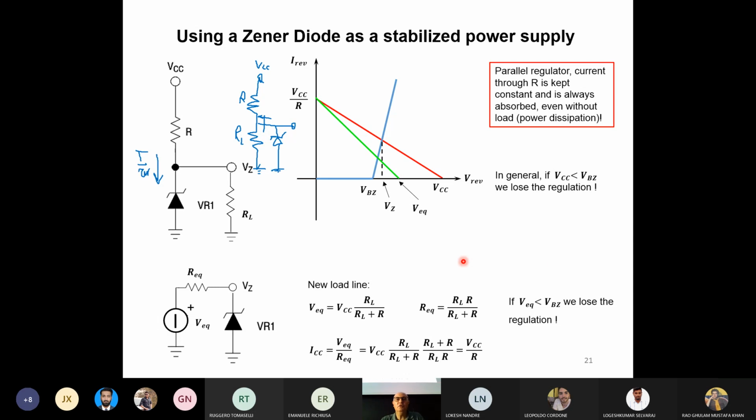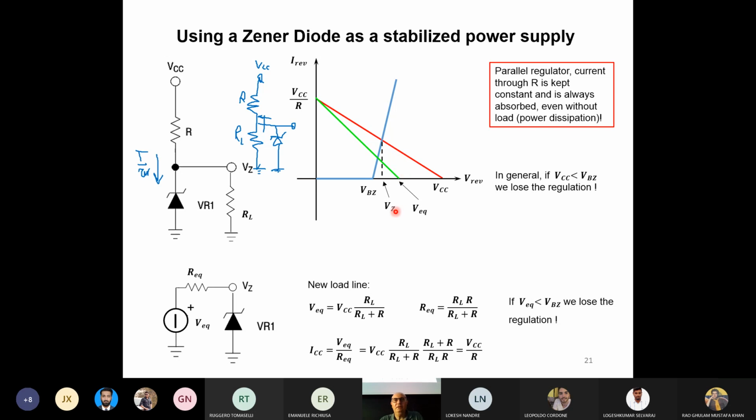If you want to know, for instance, what the maximum current is, we can just move this V equivalent to VBZ in the formula and see what the maximum current is. So it's just a matter of making some calculation.